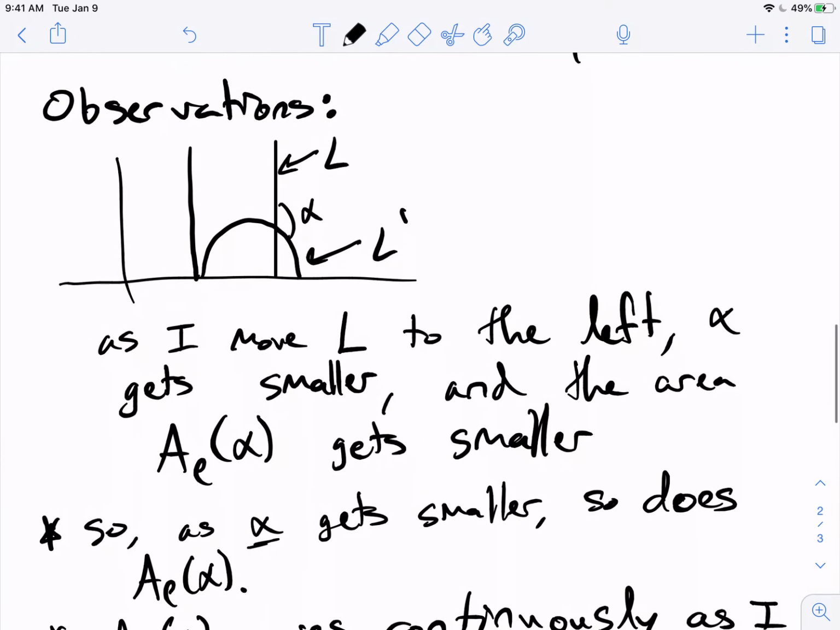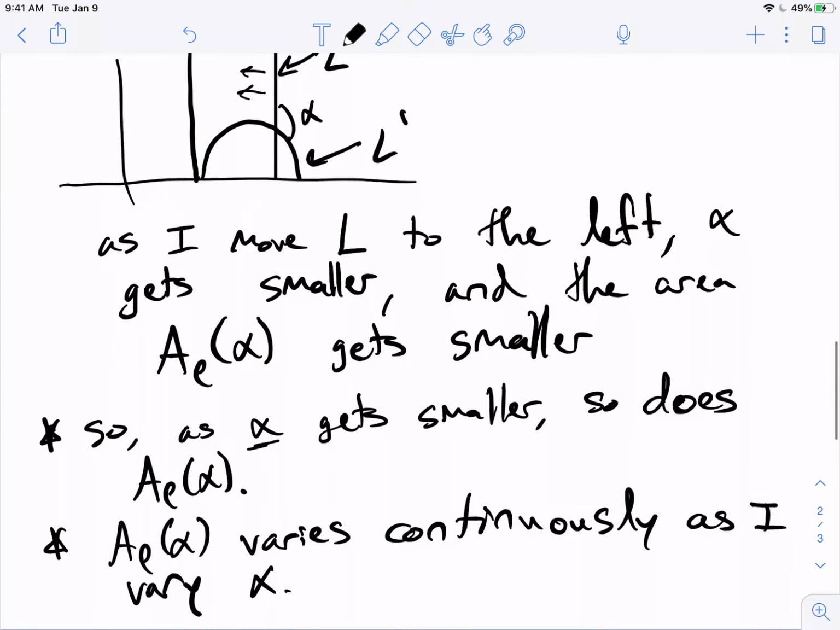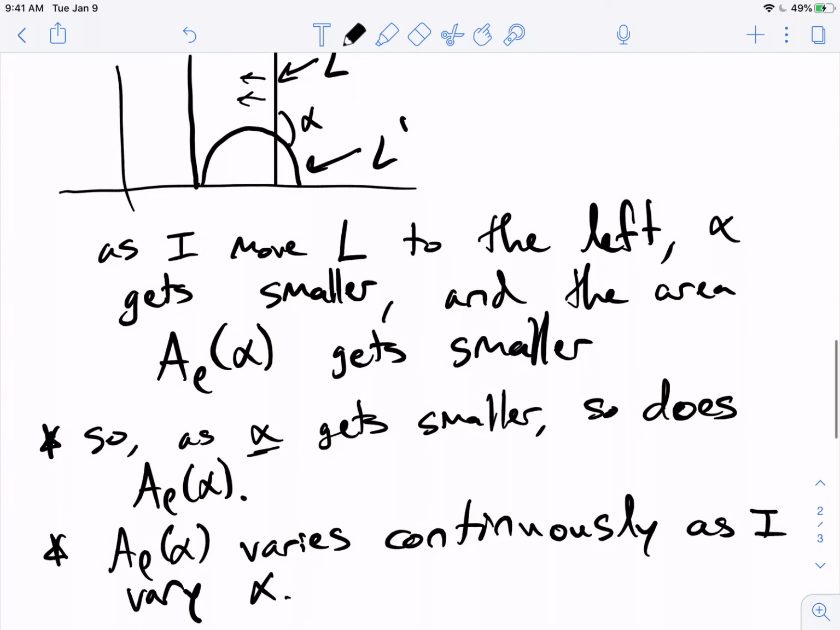Why is that? Well, you can see that varying alpha just corresponds to moving this L to the left or to the right. And if I move L just a small amount, so if I change alpha by just a small amount, the area changes by a small amount. And intuitively, that's what it means to be continuous. If the input alpha changes by just a little, the output, A rho of alpha, should also only change by a little. It shouldn't jump.